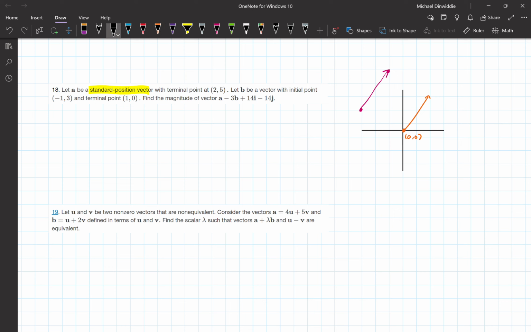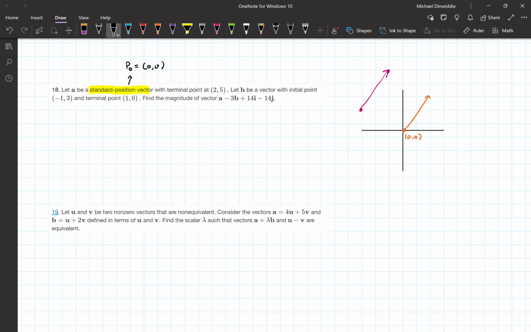And so that's why you may have noticed that A doesn't actually give you an initial point. It's because with any standard position vector, it's implicit that the initial point is at 0, 0, just like that. And so we do actually have both points for that.